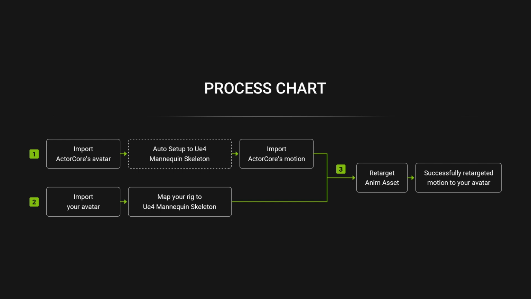We're going to go through a couple of workflows in this tutorial. The first will be to import our ActorCore avatar, which will be automatically set up if you have the AutoSetup plugin installed, which you can grab from our website. We'll then import some motions, which will be retargeted as an anim asset, which can be used right away on your avatar. I'll also go through importing in a custom rig character, which you'll need to manually map to the UE4 mannequin skeleton, which takes a bit more time, and we'll end off by retargeting the anim asset to that rig as well.